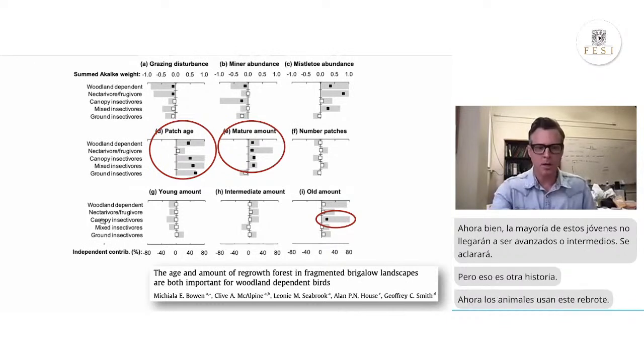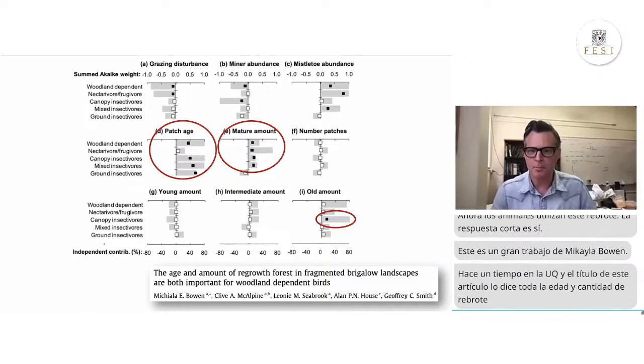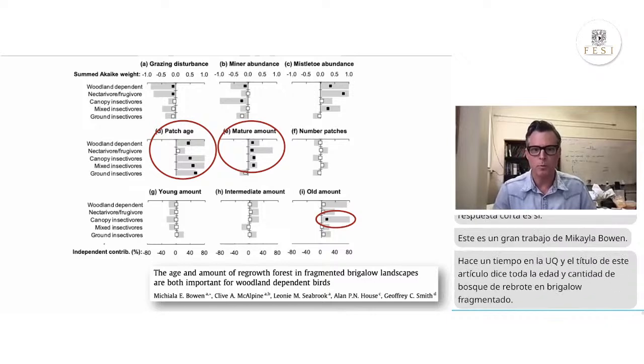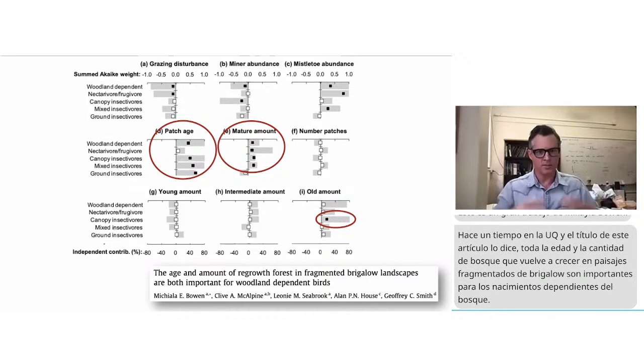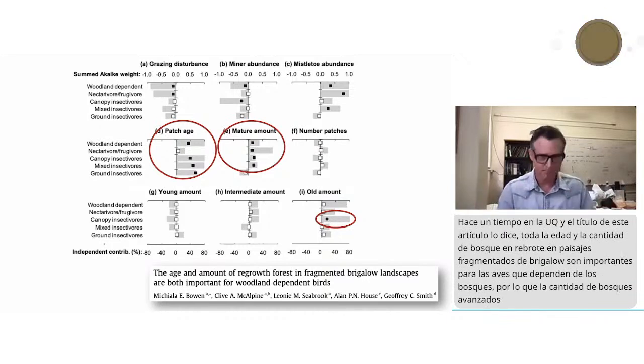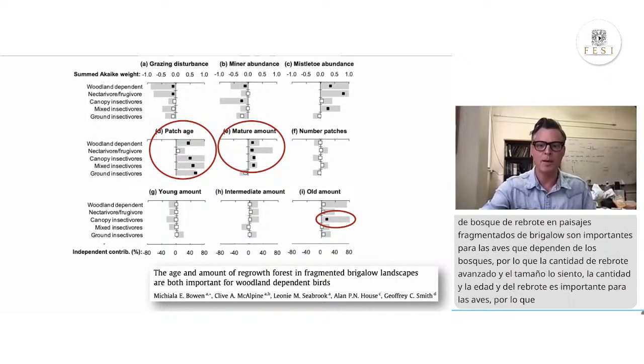This is great work by Michaela Bowen a while back at UQ. And the title of this paper says it all. The age and amount of regrowth forest in fragmented brigalow landscapes are both important for woodland-dependent birds. So the amount of advanced regrowth and the size, the amount and age of the regrowth is important for birds. So birds do use it, and woodland-dependent birds do use it.